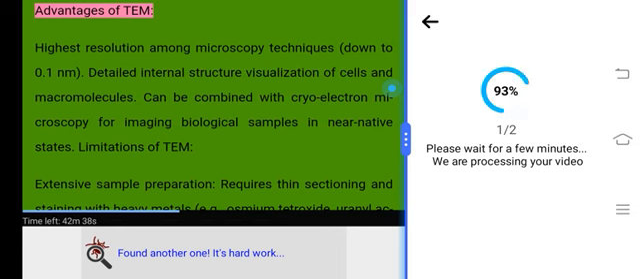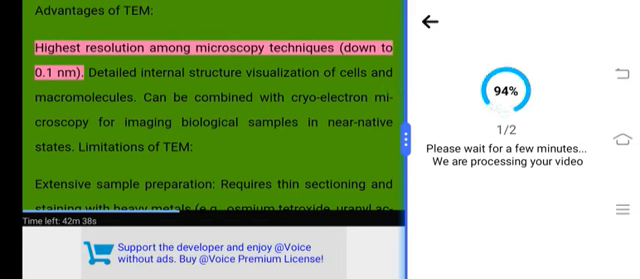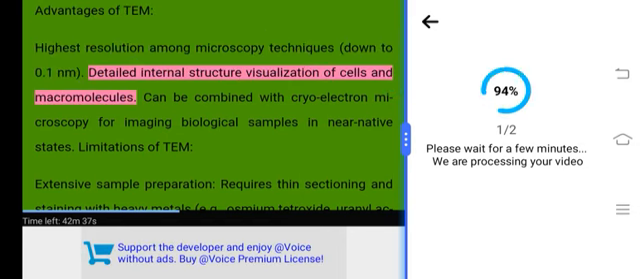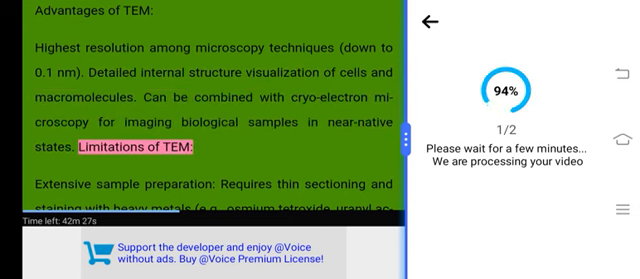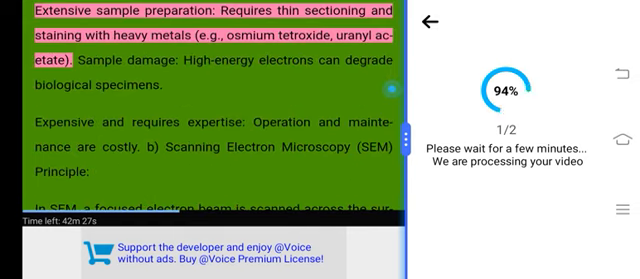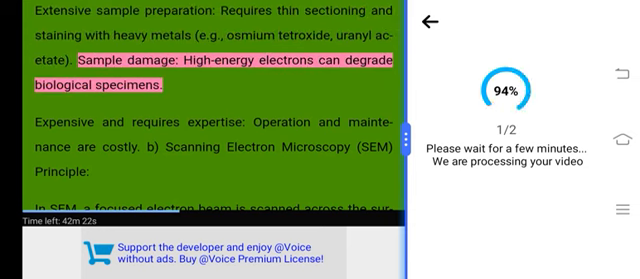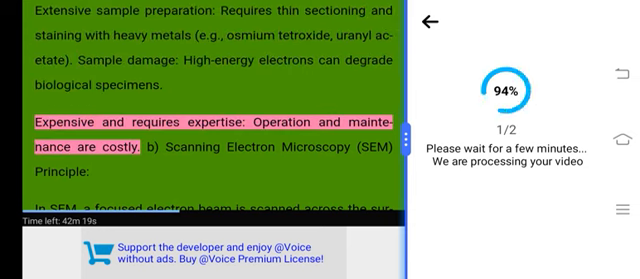Advantages of TEM. Highest resolution among microscopy techniques, down to 0.1 nanometers. Detailed internal structure visualization of cells and macromolecules. Can be combined with cryo-electron microscopy for imaging biological samples in near-native states. Limitations of TEM. Extensive sample preparation, requires thin sectioning and staining with heavy metals, e.g., osmium tetroxide, uranyl acetate. Sample damage, high-energy electrons can degrade biological specimens. Expensive and requires expertise, operation and maintenance are costly.